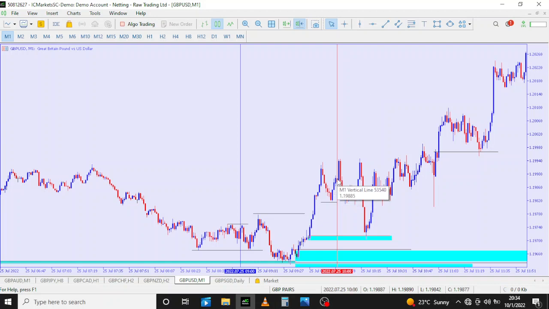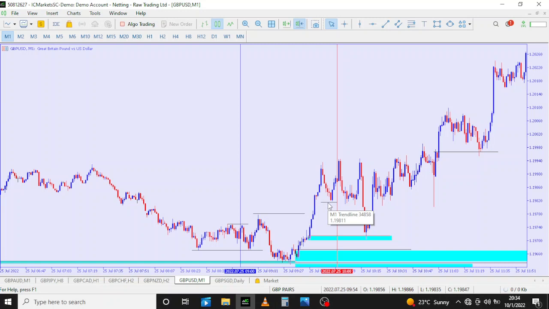And around this area, 8 a.m. UK time, and it's 9 a.m. my local time, London open, and it created this bullish structure, this bullish order flow, created this higher high. And you know, below that lower high, there is liquidity.